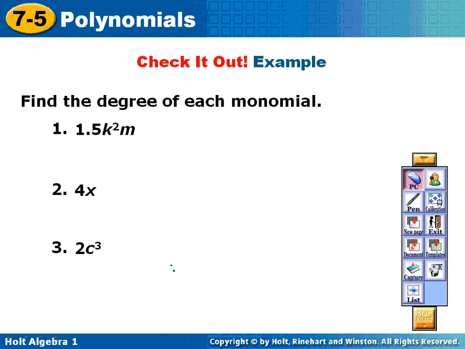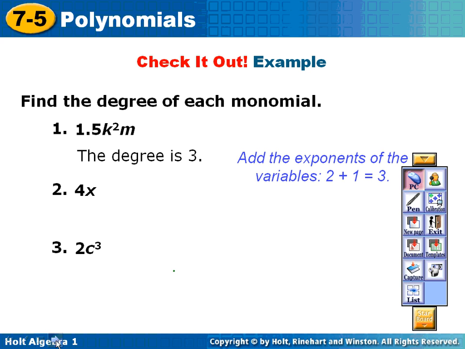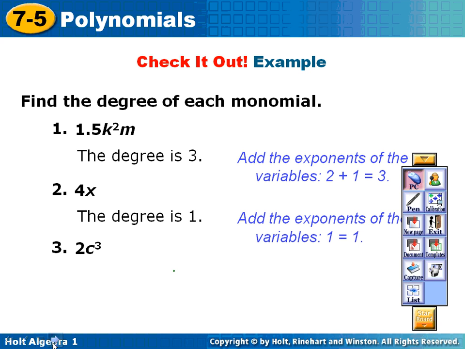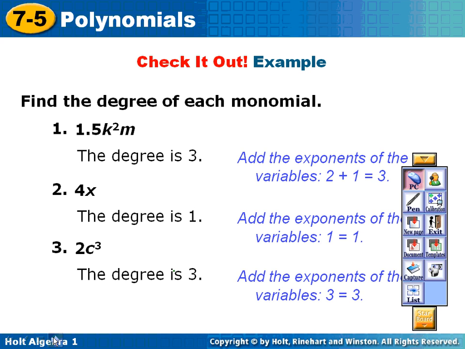3. The degree is a 3 because you have to add the exponents. So my degree is 3. Look at number 2. What is the degree? 1. So you just have a 1. You don't have to write anything down but the degree. What is the degree of number 3? 3. The 2 is called the coefficient, so the degree is 3.